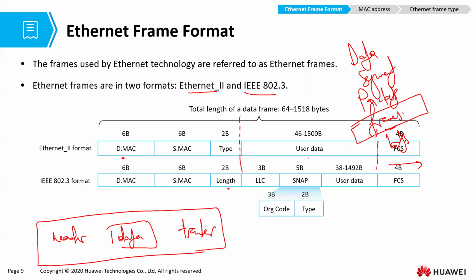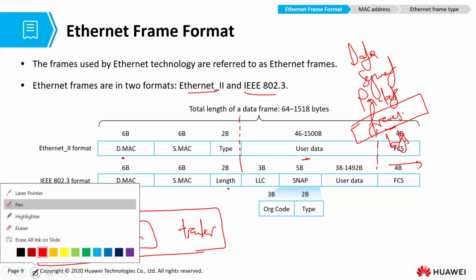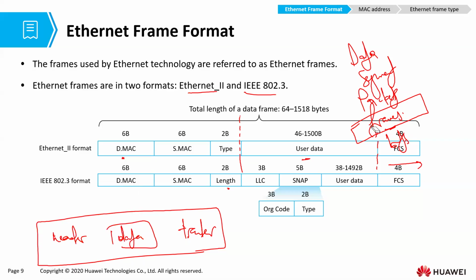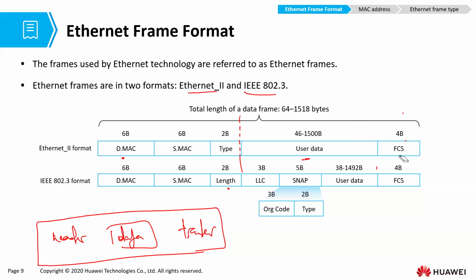Then we have our user information here. And at the end, the FCS, frame check sequence, which is used for checking errors and data integrity. Right.